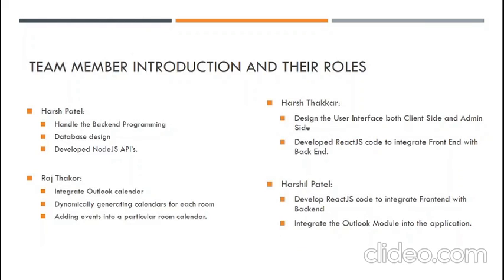Team Optimizers consists of 4 people. First, me, Harsh Patel. Second, Harsh Thakkar. Third, Raj Thakur. Fourth, Harshit Patel. Now discussing the roles of each team member in the project.